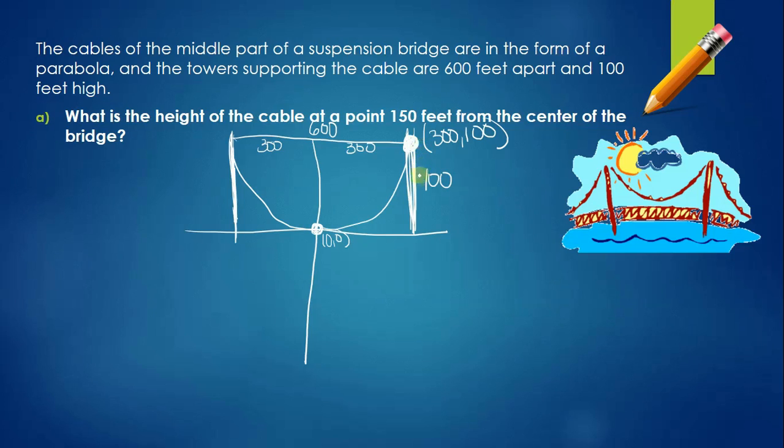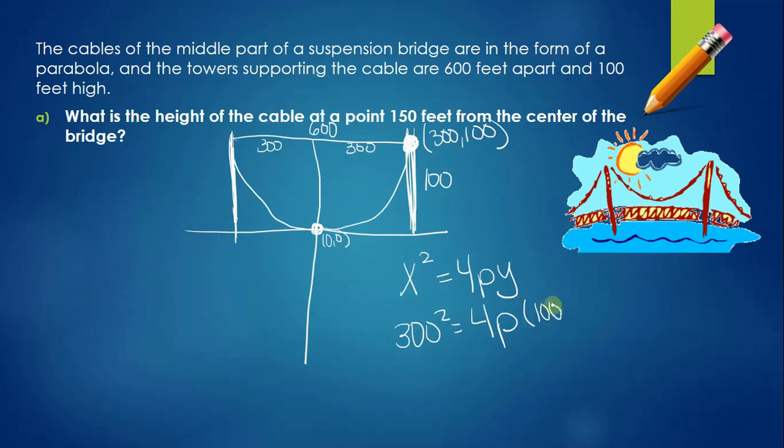So what is the height of the cable? I need the equation of my parabola. Since it's an upwards parabola, it's going to be x squared equals 4py. X is 300, so I get 300 squared equals 4p, I don't know p because I don't know the focus, times my y value, which is 100. They didn't tell us anything about a focus in the middle right here, so I don't have my p value.